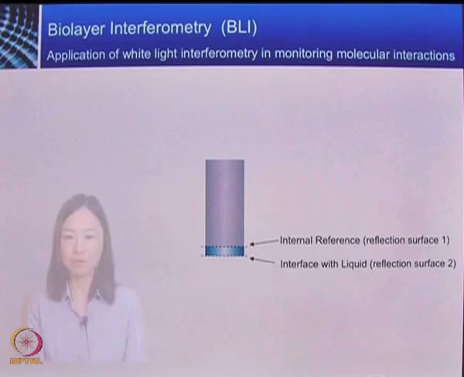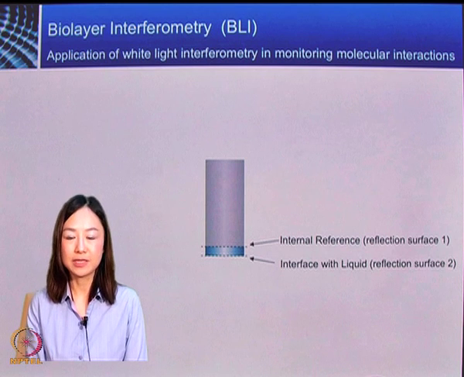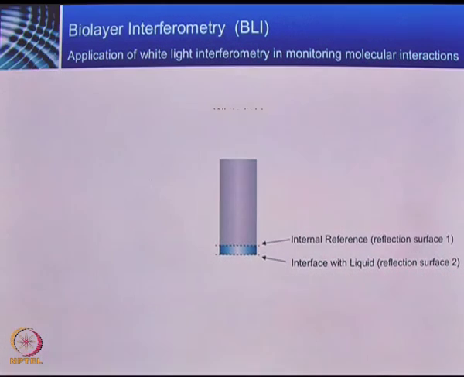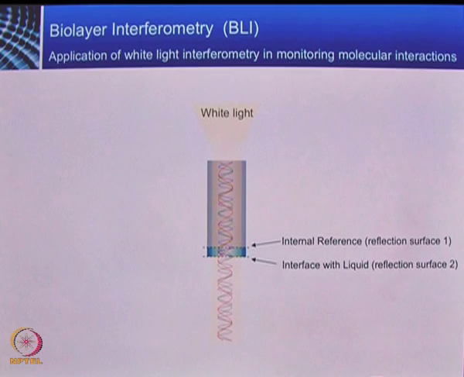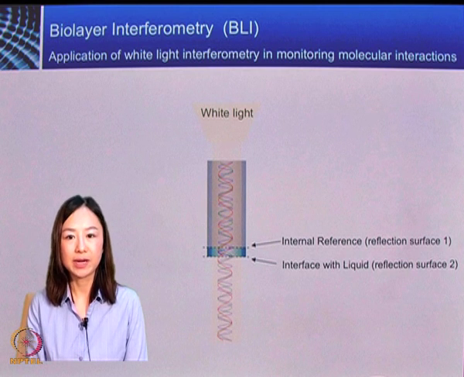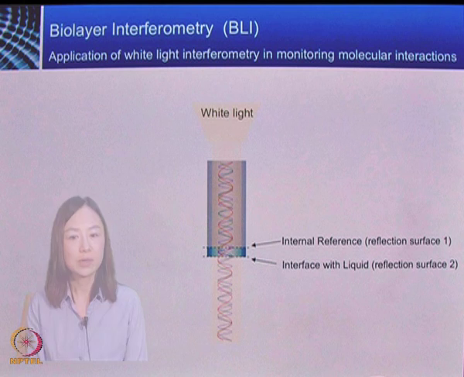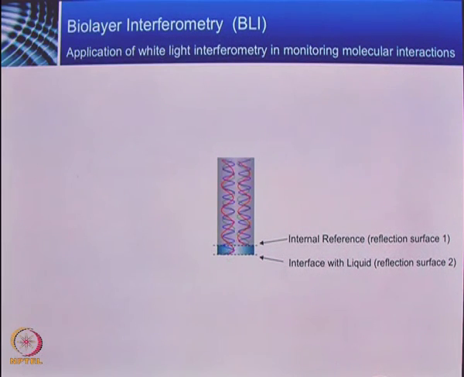So what happens when we are doing experiments with BioLayer Interferometry? If we take a close look at the biosensor, we can actually observe two reflection layers. The internal reflection layer is engineered into the biosensor during the manufacturing process, and the second layer is an interface between the tip of the biosensor and the liquid. When the biosensor is put into the BLI instrument, the instrument will generate visible light. This light will go through the biosensor, and some of the light will be reflected from the two layers of reflection surfaces.